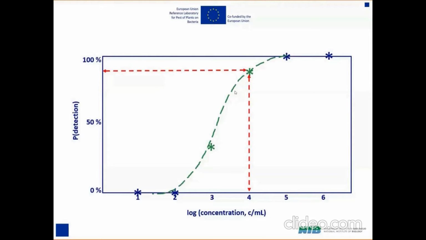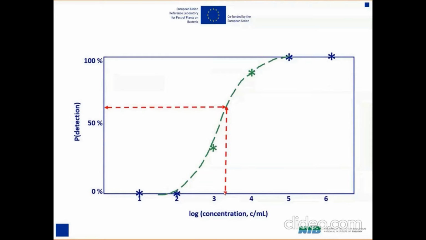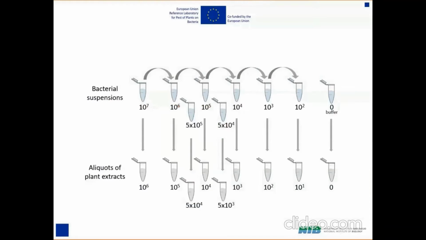So we can basically take this and read out what is the probability of detection at 10 to the 4, but also 5 times 10 to the 3 that we did not test, or slightly above 3, we can go like this, and we see, okay, at this concentration, we have this probability of detection. So we are basically filling in all the missing spaces between our experimental data.